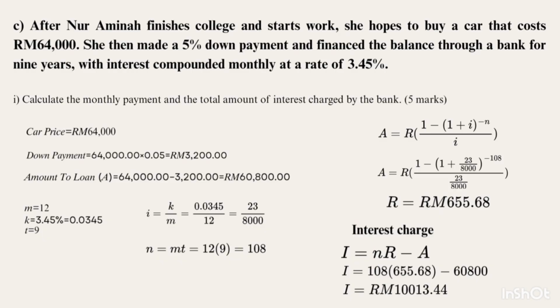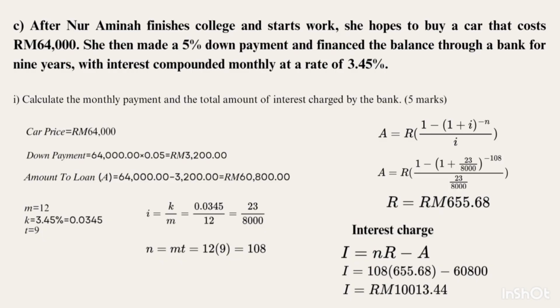And to find the amount to loan is 64,000 ringgit minus 3,200 ringgit and we will get 60,800 ringgit. We also get to know the amount of M, which is 12, and K is 3.45%. We can convert it into 0.0345 and the amount of T is 9 and we can get the amount of I by using formula I equal to K over M. The K is 0.0345 and the M is 12 and we will get the amount of I is 23 over 8,000.